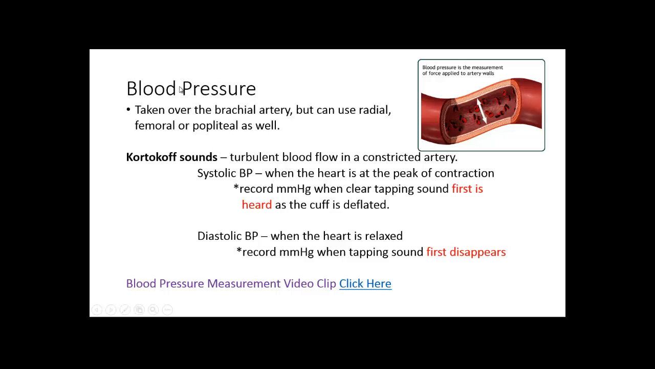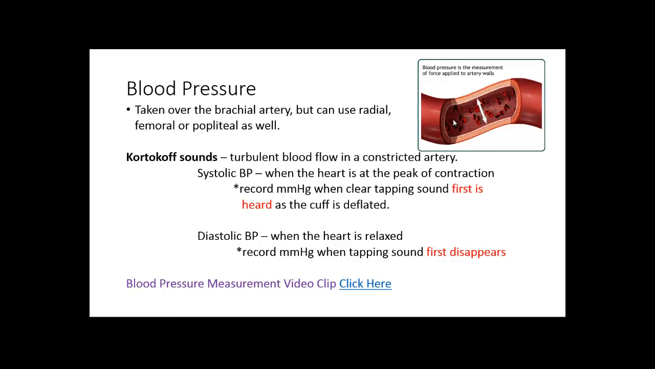So when we look at blood pressure, the definition is the measurement of force applied over the walls of an artery with each heartbeat. So we would expect the pressure to be the highest when the heart is at the peak of contraction, and then the pressure inside these arteries should be the lowest when the heart is relaxed.